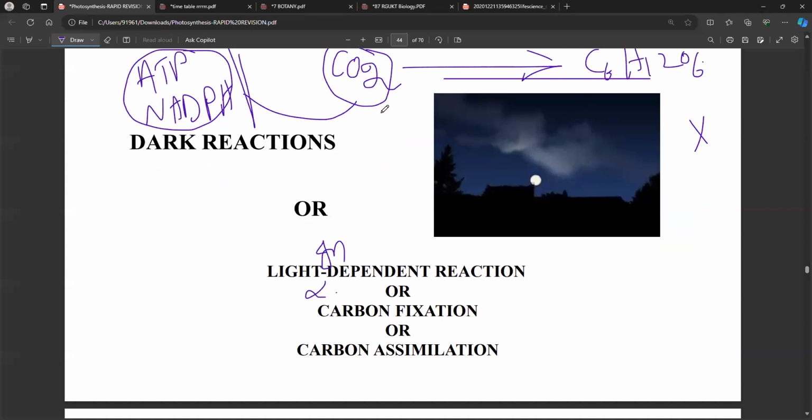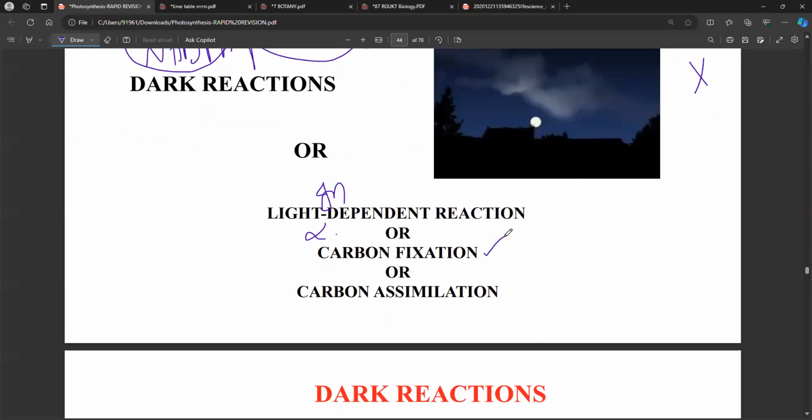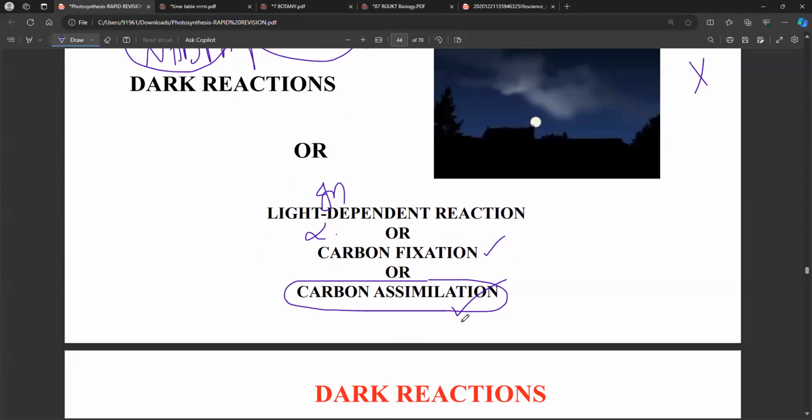The ultimate goal is what? We are fixing the carbon into glucose, right? That's why we call it carbon fixation. And another point, listen every one of you, you also call it carbon assimilation. Why are we using the word carbon assimilation? Because, friends, undoubtedly the plant is going to assimilate the carbon into its body. Why? In order to break down into glucose.